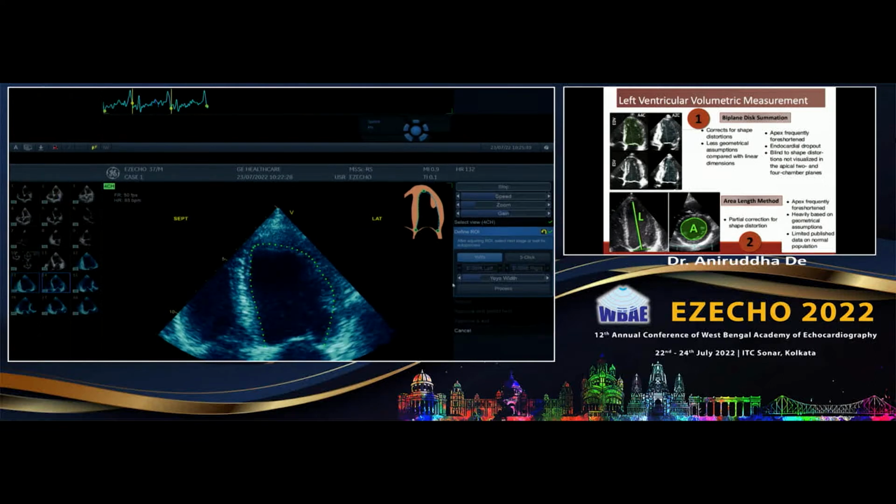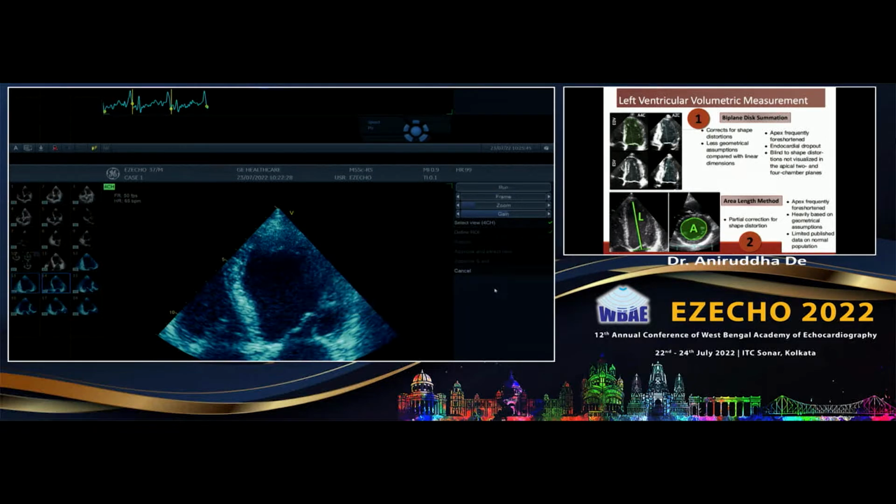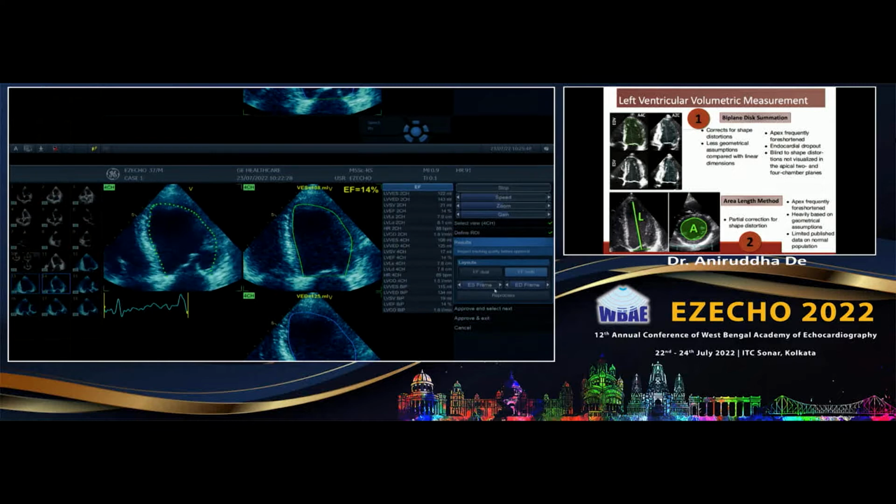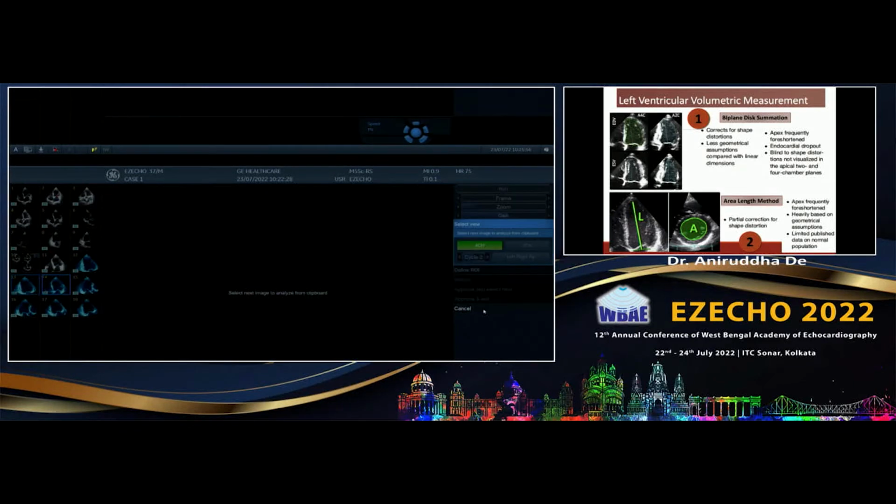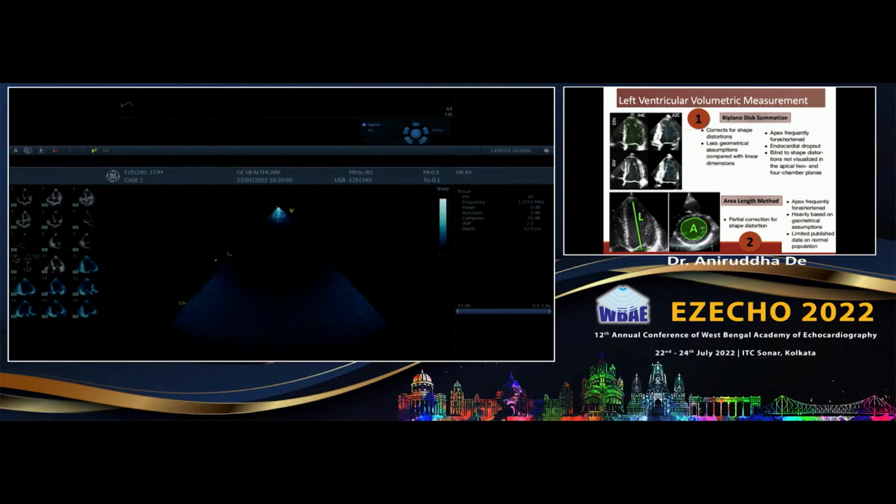Always include the papillary muscle inside the LV volume. Okay, they should not be excluded from the LV volume. And also remember that ECG is needed. Please don't use M mode for ejection fraction calculation. We still see a lot of reports having M mode, the Teichholz formula. Okay. Right. So you have demonstrated the modified Simpson's method.